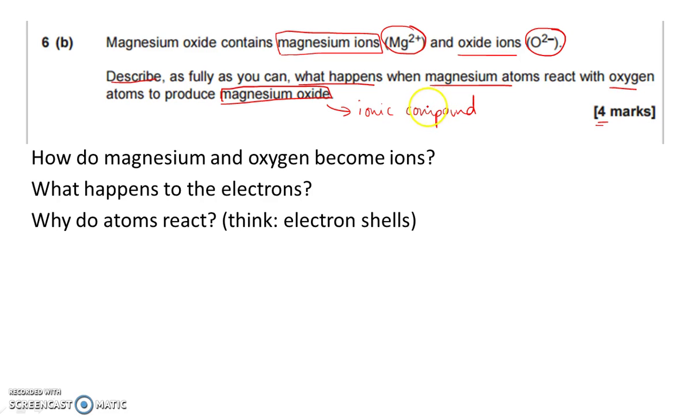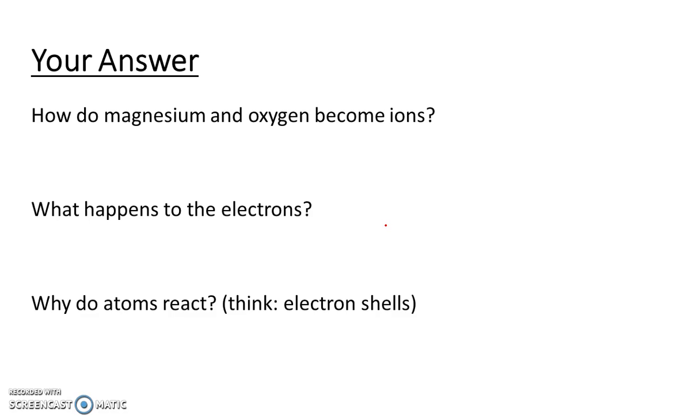And why do atoms react in the first place? If they were stable, they wouldn't react. So there must be something that makes them more stable for them to react. And the key thing is to think about electron shells. Pause the video, have a go at answering those questions, and let's have a look to see. So here's the possible answer slide. So pause the video and have your own go.